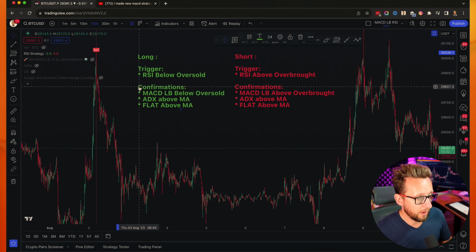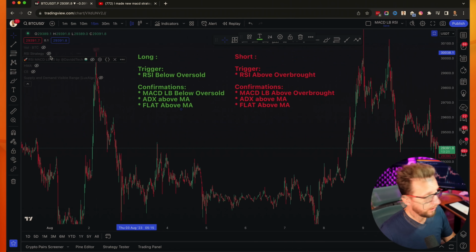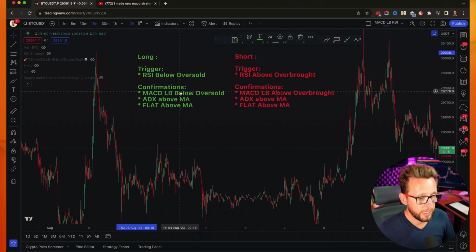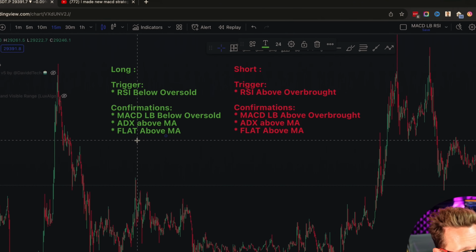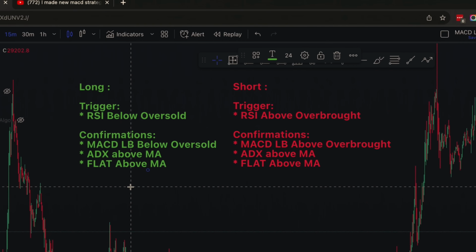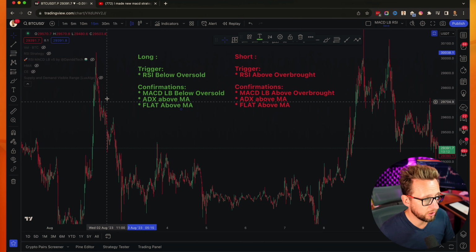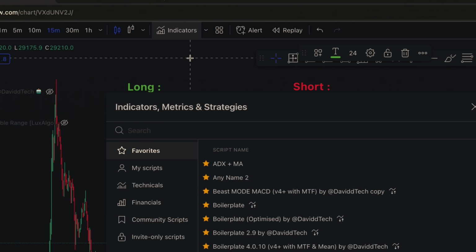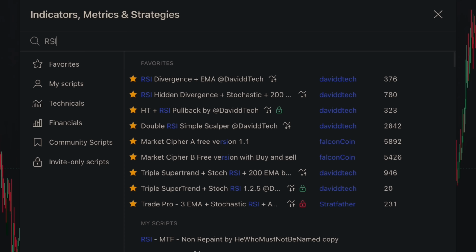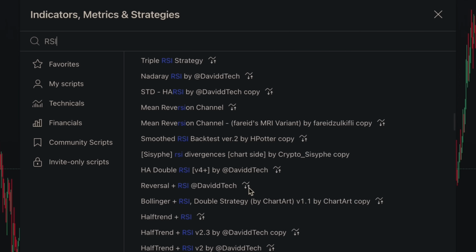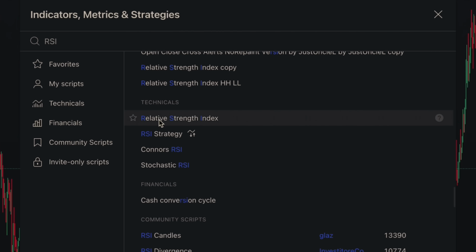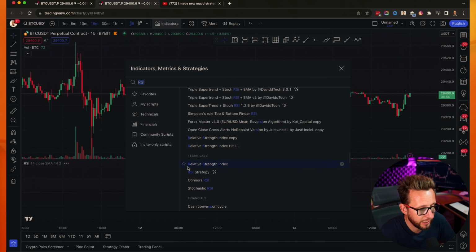Let's get over to talking about what this strategy is. So as you can see, I have the rules on the screen here. We have the RSI, the MACD, we have an ADX and a flat market. So let's add these indicators to our charts. We're going to start with the RSI by clicking up here and going RSI. We're going to scroll all the way down. Unfortunately, I've made lots of RSI, so mine's quite far down, but you'll probably find yours a little bit easier. It's the relative strength index, and that's going to be the first indicator we add to our chart. Click it, bring up a nice purple indicator on your chart.